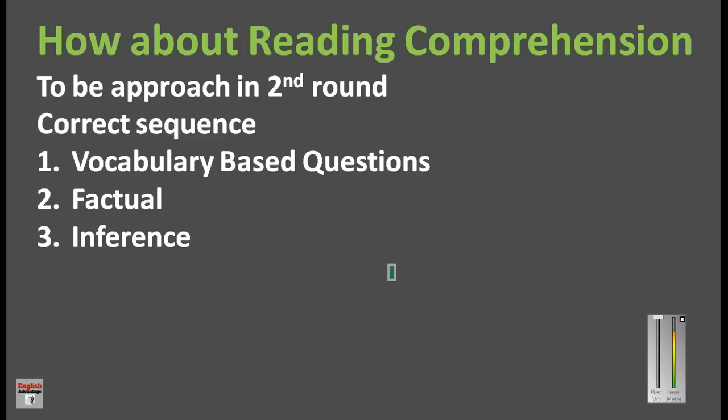Now how about reading comprehensions? If you want to solve reading comprehension, please do it in the second round, in the end, as I have mentioned here. Now what is the correct sequence of solving the reading comprehension? You must solve the vocabulary based questions first, if they are present in the reading comprehension. Then you should go to the factual questions, and then to the inference questions. And if you are unable to do all these kinds of questions, you should do only the vocabulary part and leave the factual and inference based questions. So this should be your strategy.